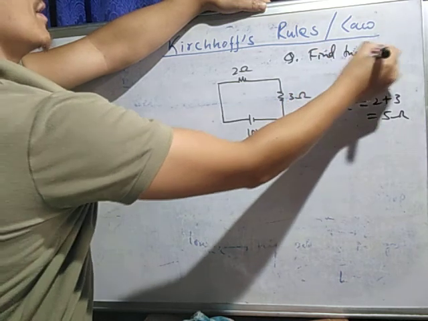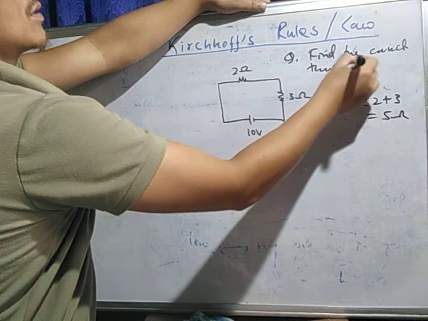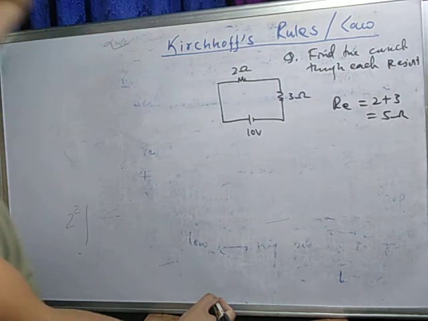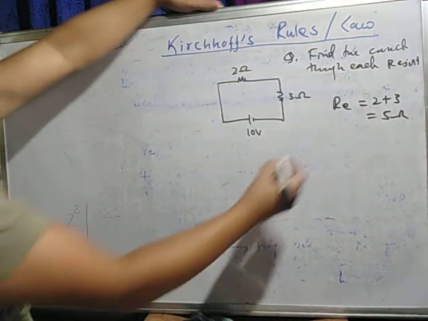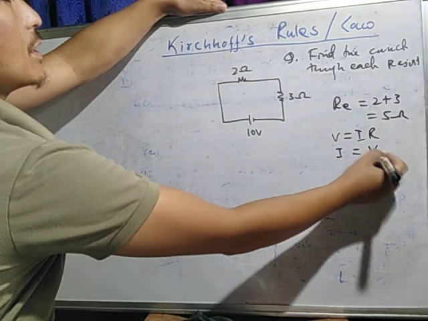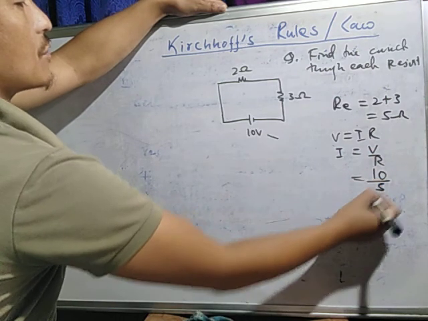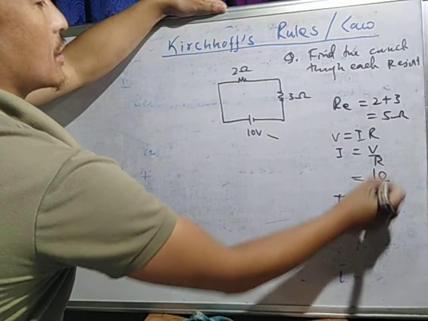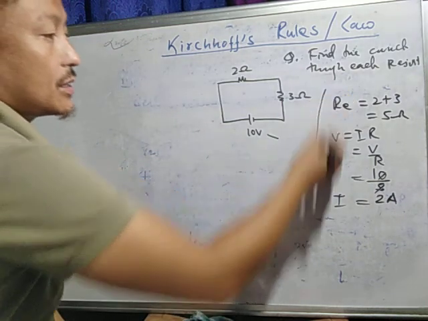So the question also says, find the current through each resistor. Current through each resistor is the same, isn't it? So first equivalent resistance. So current how much? V equals IR, so I equals V by R. V is your 10, R is 5. So current equals how much? 2 ampere, isn't it? 5 twos are 10. 2 ampere. Clear? So this is our class 10 standard, isn't it?